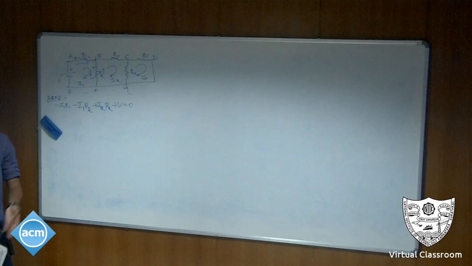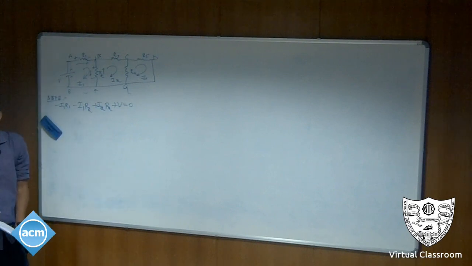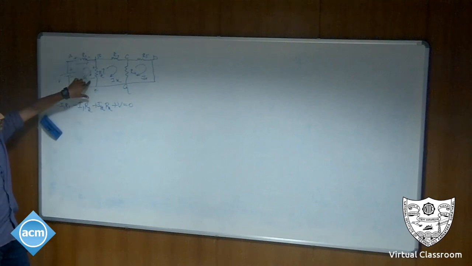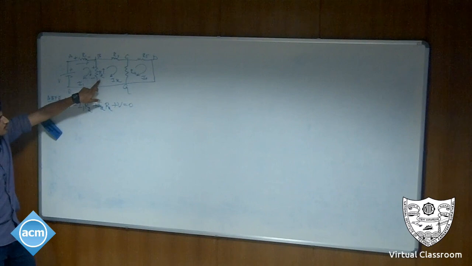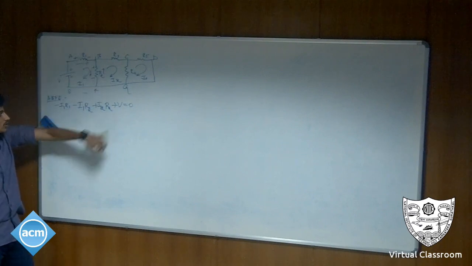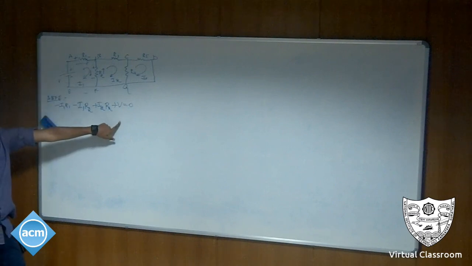If there is any change, you'll end up getting I2 minus I1 and the negative will be compensated in the sign. You don't need to worry about that. Just assume a direction if there is a confusion. I'm assuming plus minus like this, and then with respect to I1, I'm moving from positive to negative, so I wrote minus I1 R2. With respect to I2, I am moving from negative to positive, since my current is flowing like this, so I put I2 into R2 plus. And here the voltage is positive, since I'm going from negative to positive in this direction, so I put it equal to 0.